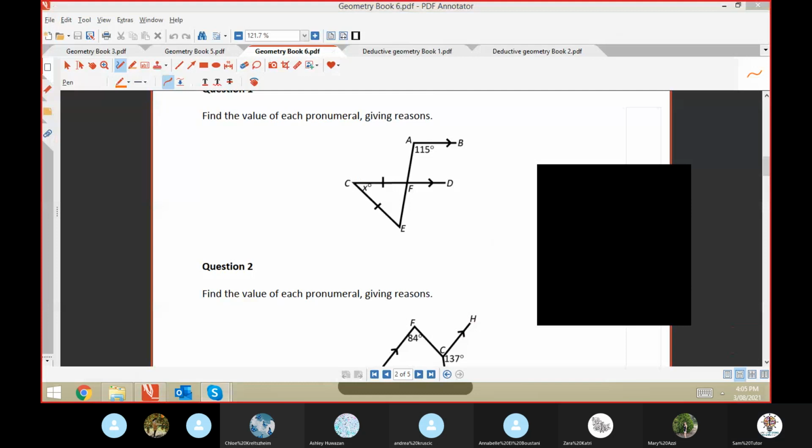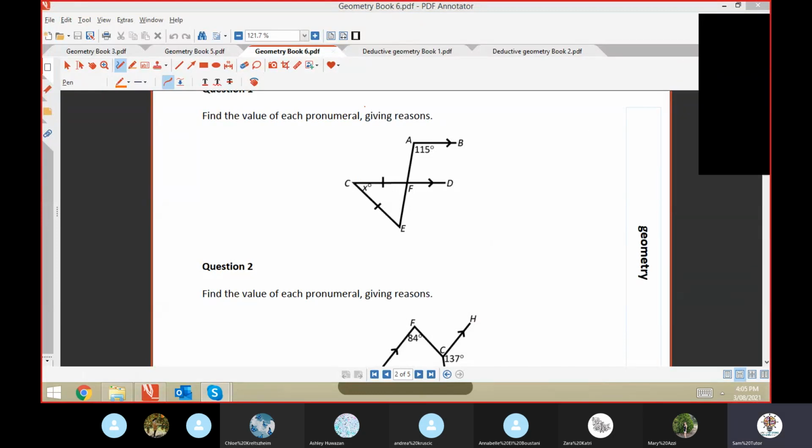Okay, very first question. Find the value of each pronumeral giving reasons. All right, who feels like they want to start this off with me? We can see some parallel lines. We can see some things that are equal. Anyone feel comfortable in finding X?